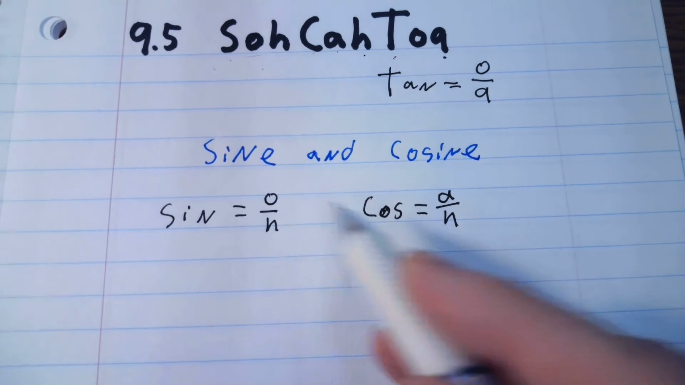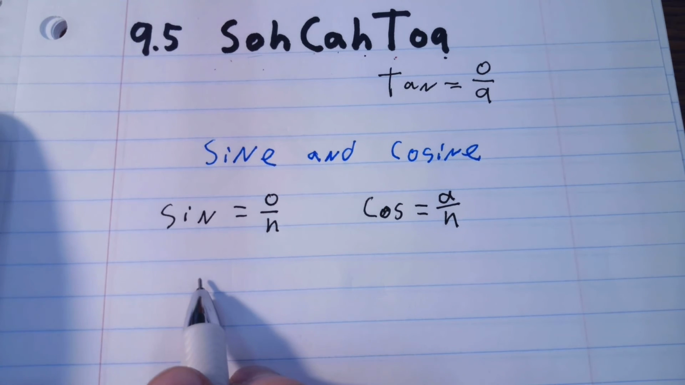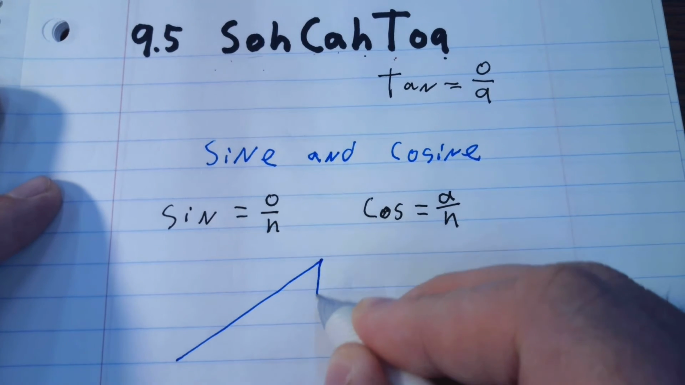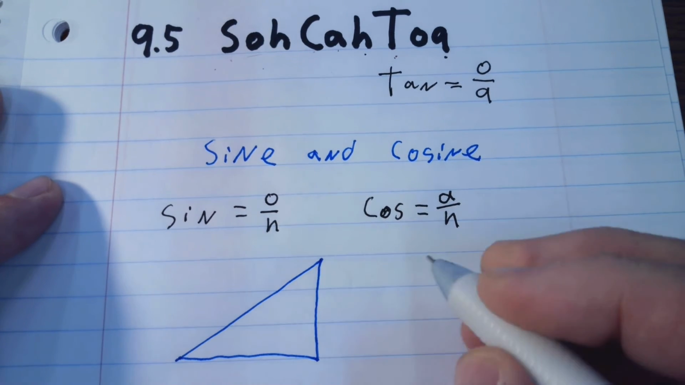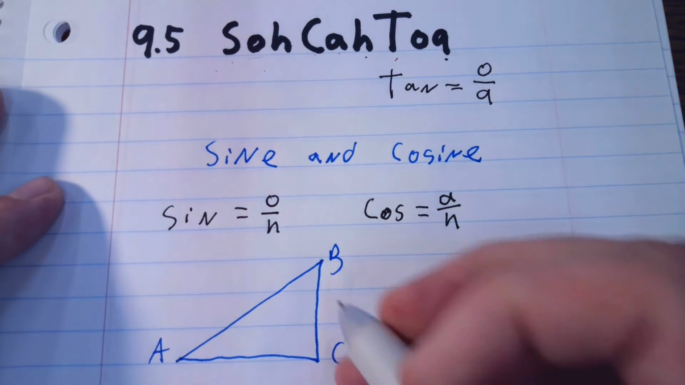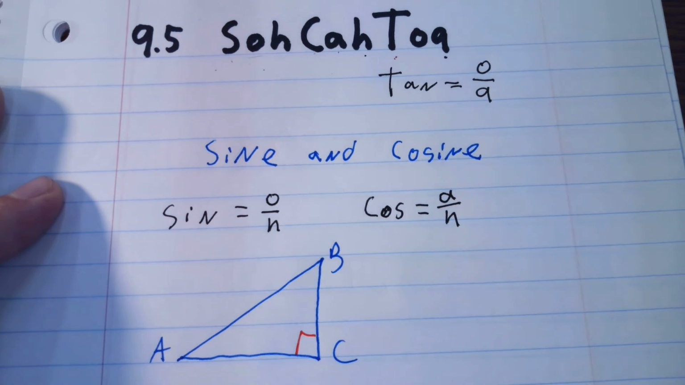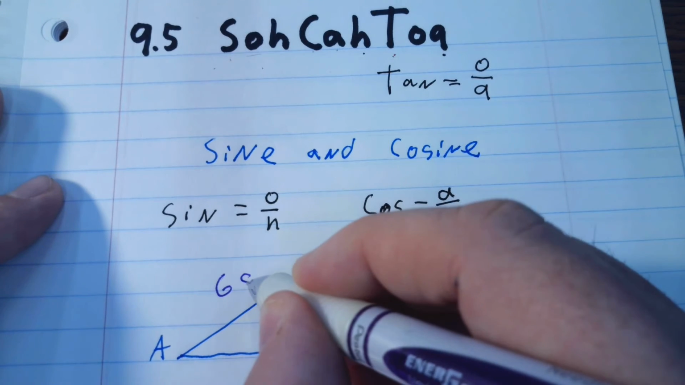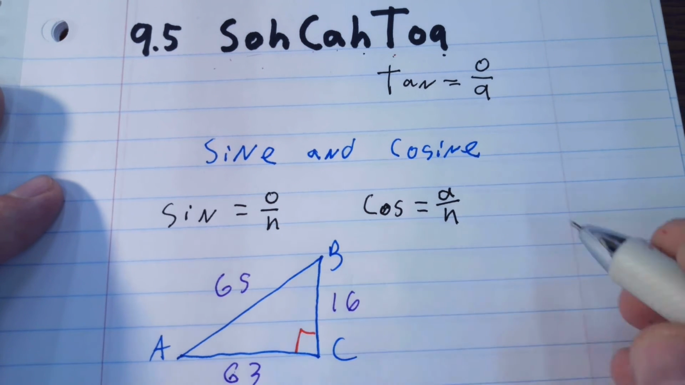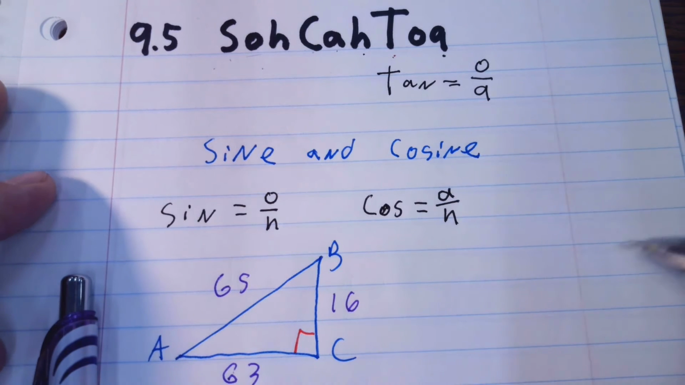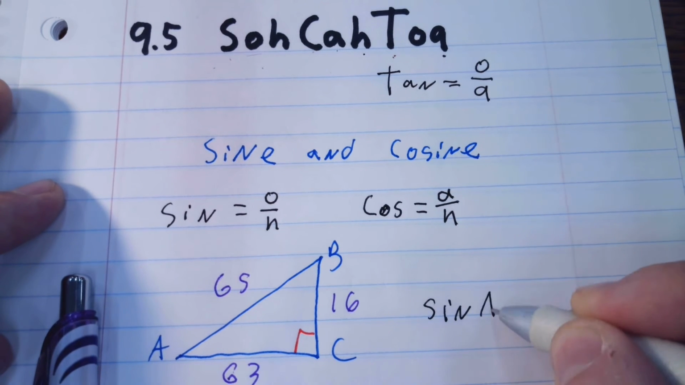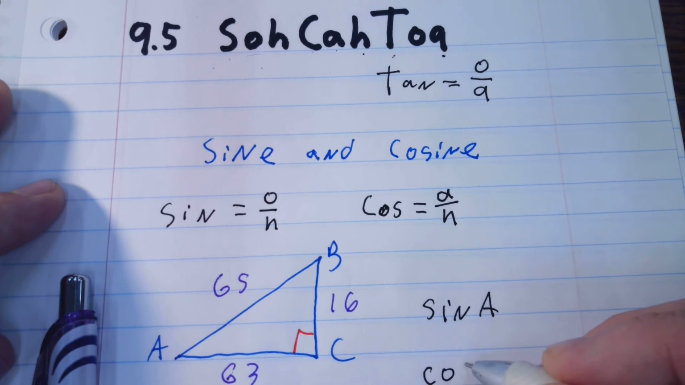So we're going to learn how to use these two things to do some things. So let's look at ratios. I'm going to draw a little triangle here. I'm going to call this A, this B, and this C. And I'll give you some numbers: 65, 16, and 63. So I want to know the ratio of sine A, and I want to know the ratio of cosine A.